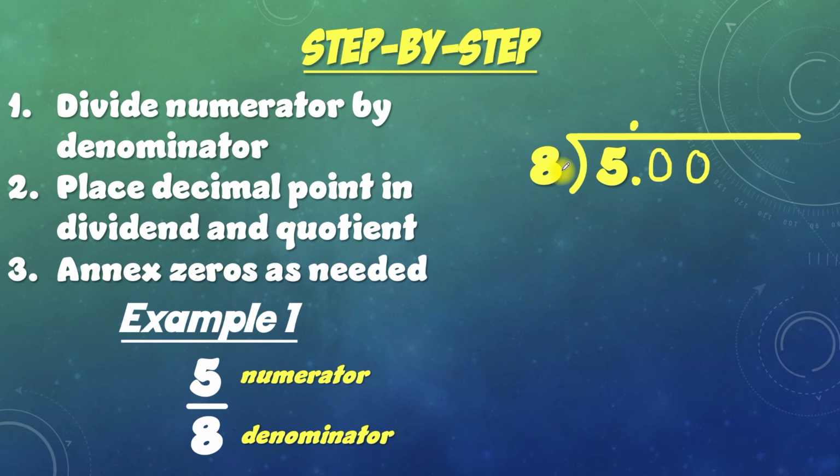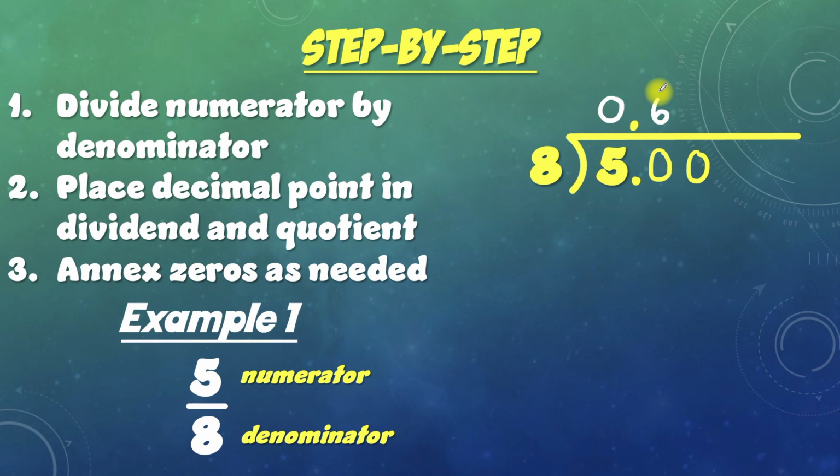How many times can 8 go into 5? Well, that's 0. So right above the 5, we'll put a 0. So we know 8 can't go into 5, so let's try to put it into 50, these two digits together. And how many times can 8 go into 50? Well, that's 6 times. So I'll put a 6 right above this 0.